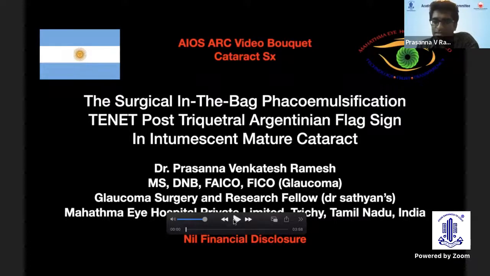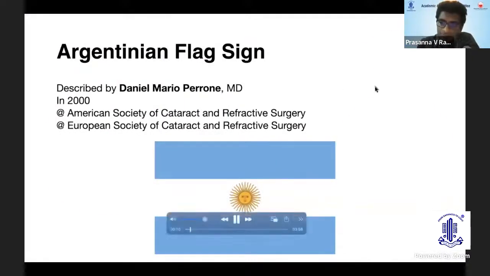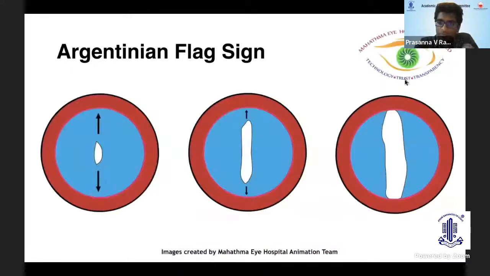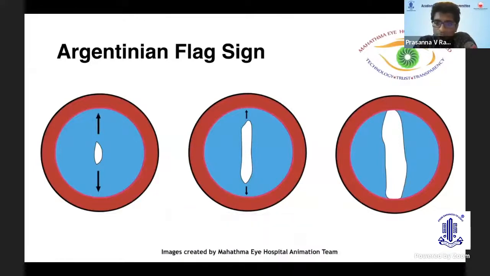The post triquetral Argentinian flag sign in an intumescent mature cataract. This sign was first described by Daniel Mario Perun in 2000, where one can appreciate two vectoral forces acting opposite in direction radially once the nick is made with a cystitome, visually depicting an Argentinian flag sign.